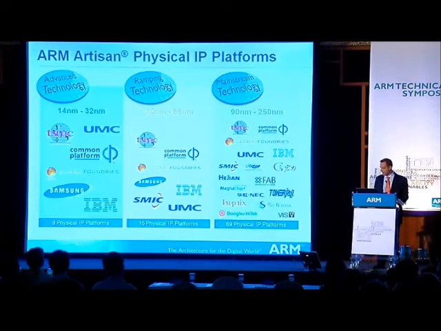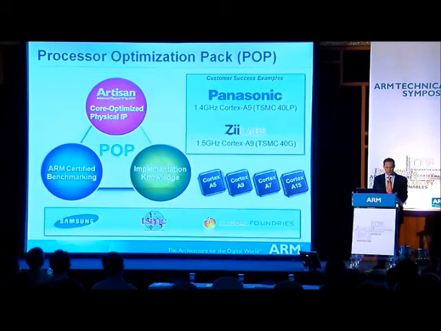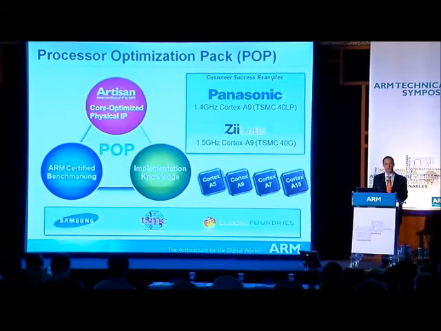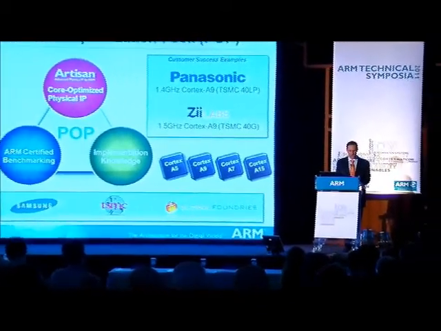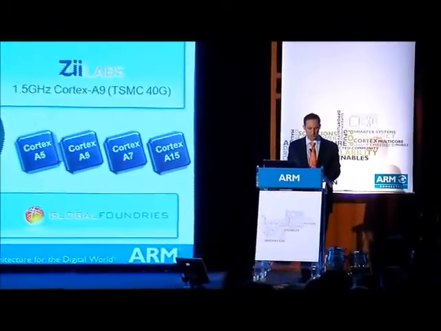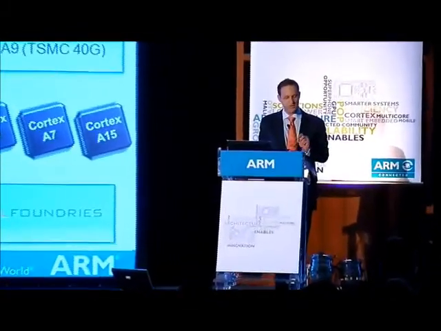Let's look next at the processor optimization pack roadmap I mentioned a moment ago, which is ARM's newest successful product. This comes from the realization that using generic general-purpose physical IP to implement your ARM core may not get the optimum results. And our customers have continued to ask us for more and more support in achieving high-performance ARM core implementations. A processor optimization pack is a complete solution beginning with 3 components.